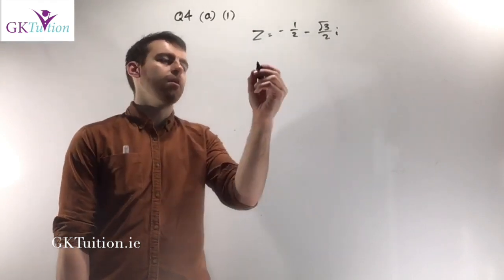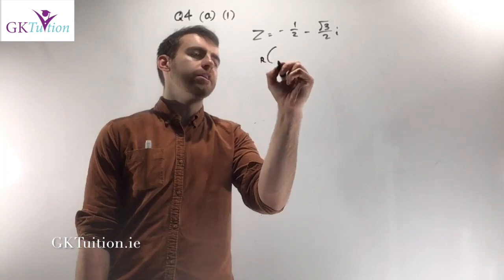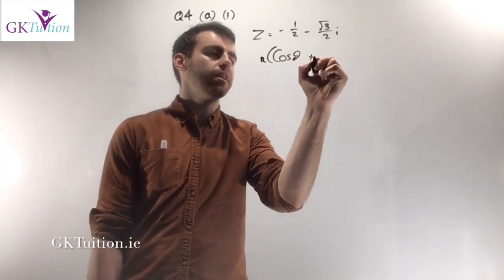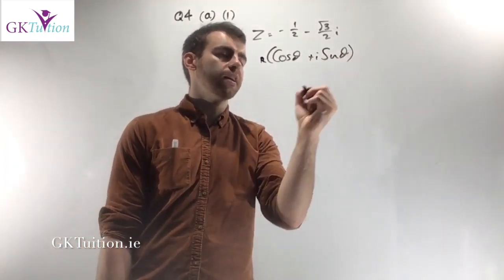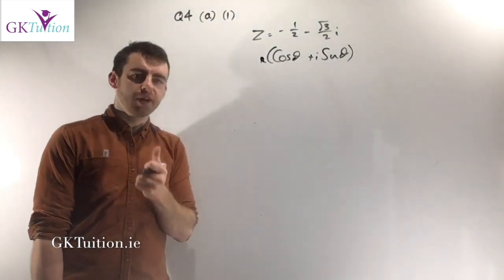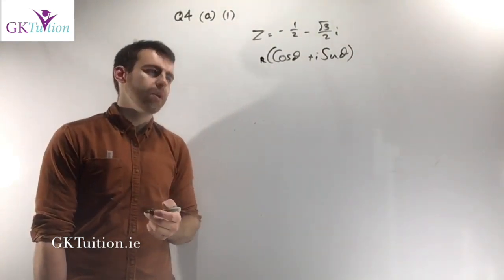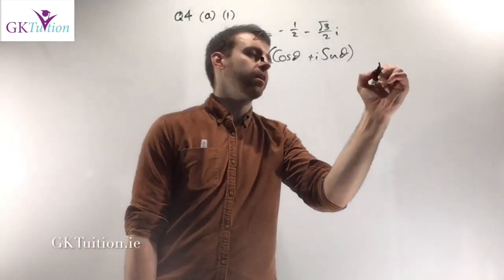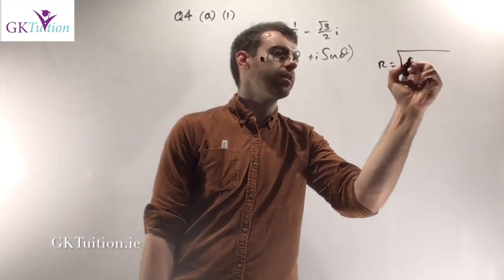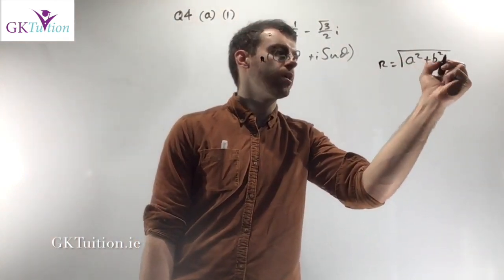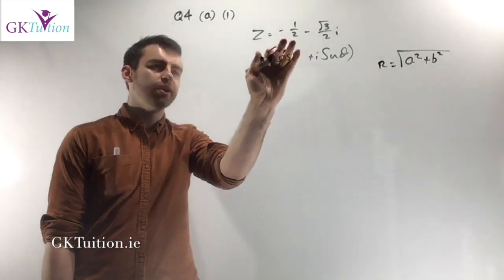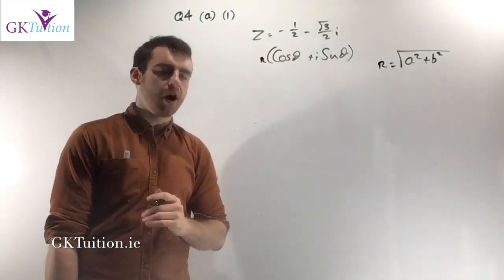Remember that to write a complex number in polar form, I need to write it in the form r(cos theta plus i sin theta). r is the modulus and theta is the argument. It's really straightforward to calculate our modulus. It's just calculated as the square root of a squared plus b squared, where a is the real number and b is the coefficient of i.